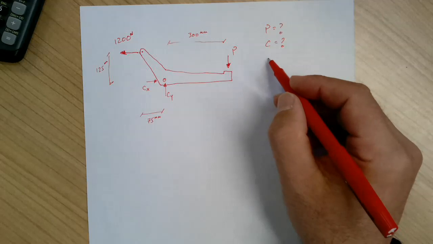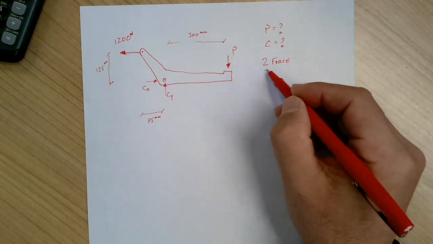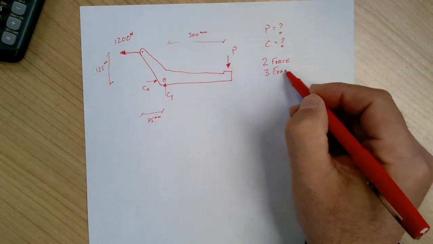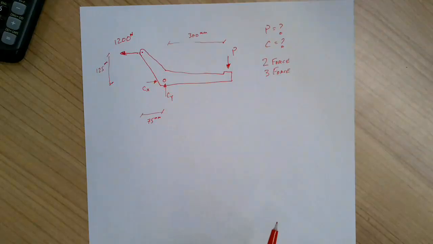The next section in the textbook is 2 force members and 3 force members. This is a 3 force member, and I can see something about it, which would actually allow me to solve for another unknown. But let's just bang it out as easy as possible.